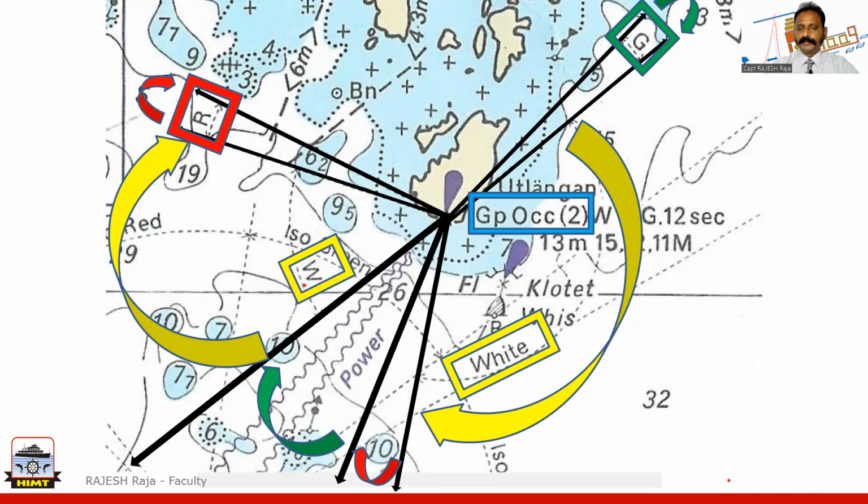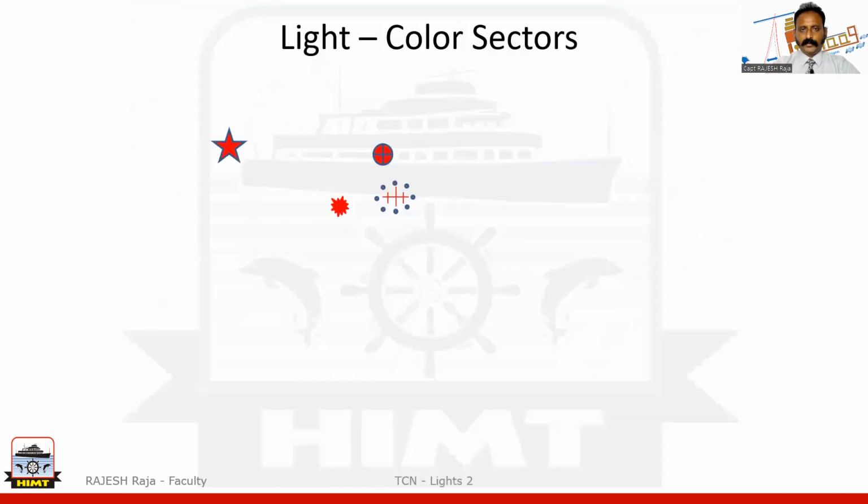So these 2 examples, I hope it makes you clear about what you mean by sector lights with different characters and different rhythms and patterns also. Let me go to the second type of lights, but before that, let us see what is the use of these color sectors practically when you are sailing or in your chart work questions, how it is practically used.